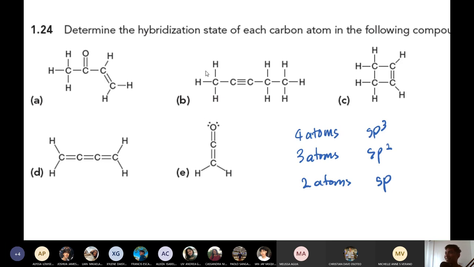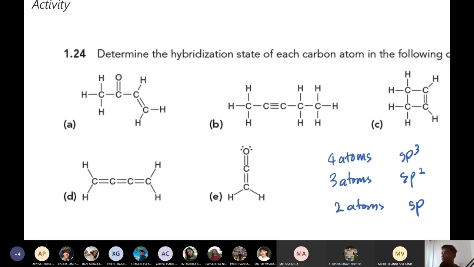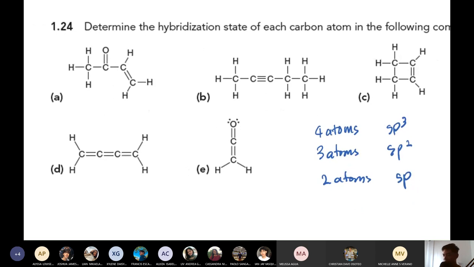So anyway, let's try to determine the hybridization state of each carbon for the following compounds. Okay? Let's begin with this one. Again, you can check the hybridization of the carbon based on the number of atoms around it, or if it contains a double bond, or count the number of pi bonds. So the easiest way to check the hybridization is just to count the number of atoms around it. That's also what I do. You think it's only you? Me too.